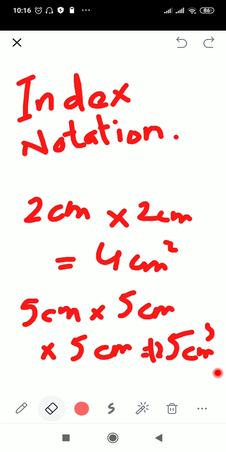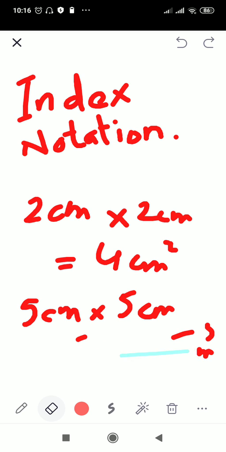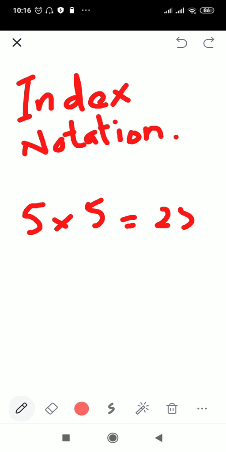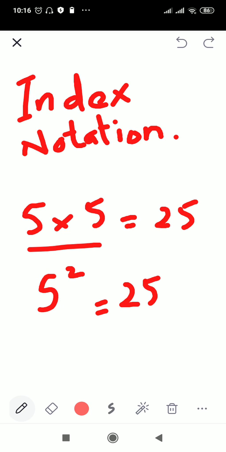What happens if you have 5 times 5? That is equal to 25, right? Now what if I write this as 5 squared? 5 squared is equal to 25, so there is nothing wrong in that. 5 times 5 can also be written as 5 squared, and we read it as 5 squared, all right?